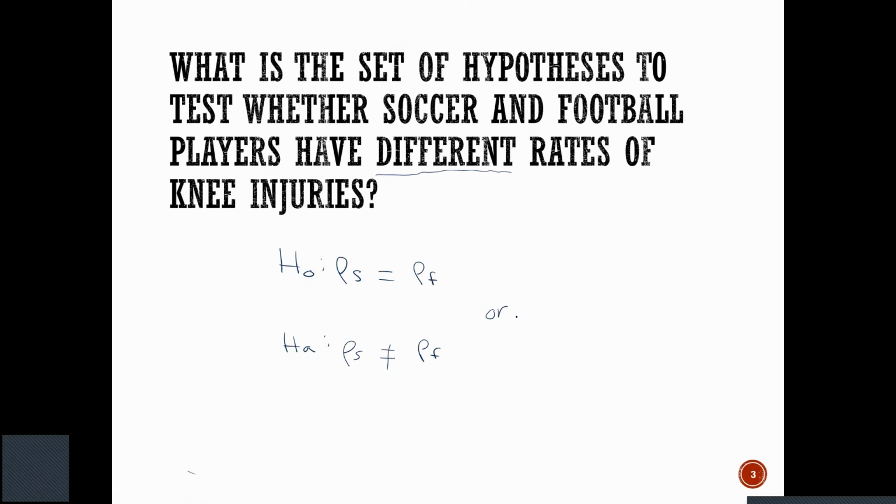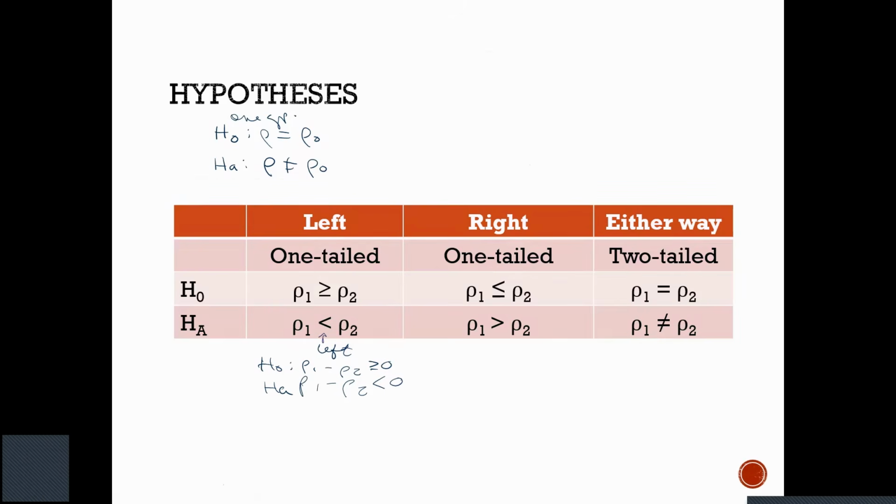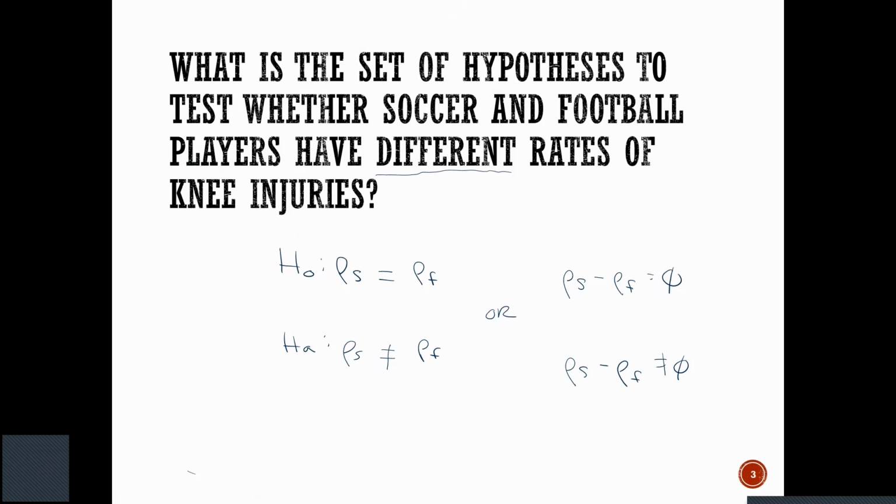And again, you could also write these as rho soccer minus rho football equals 0, or, sorry, rho soccer minus rho football is not equal to 0. Notice that for the two-tailed, it doesn't really matter which one's first and which one's second, but for one-taileds, it does, and you want to do the subtraction in the same order that they are in your hypotheses, right? So left to right. So ours would have to be soccer minus football. Just pay attention to that when you're doing one-tailed.